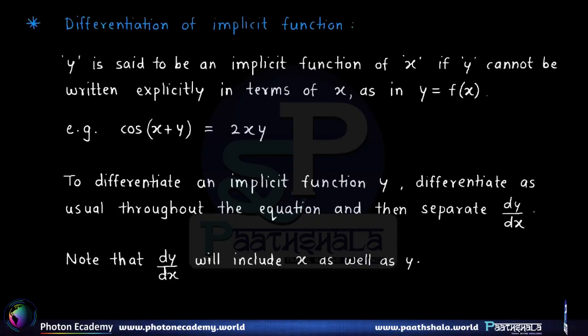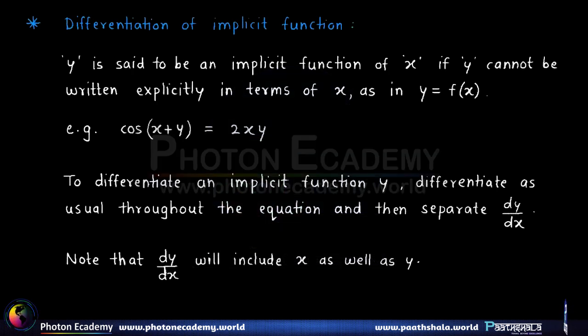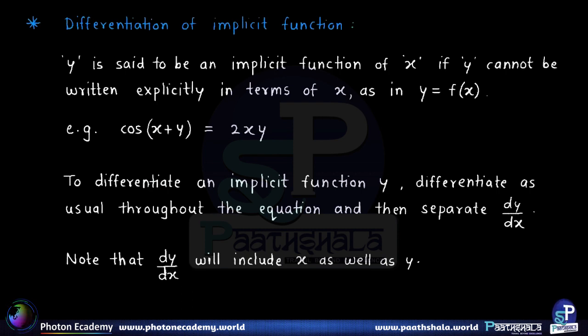Now we see the differentiation of implicit functions. y is said to be an implicit function of x if y cannot be written explicitly in terms of x, as in y equal to f of x. That means if we cannot write y and x on two different sides of an equation, or we cannot express y entirely in terms of x, but x and y are still related to each other. In that case we call y an implicit function of x.